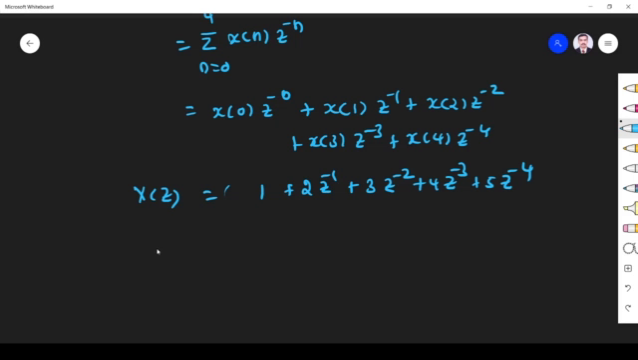Where this z-transform exists and where it doesn't exist is given by the ROC, the region of convergence. If you want to find the region of convergence, find where this z-transform doesn't exist. So here you see it is like 1 plus 2 by z, that is, z inverse is 1 by z, then 3 by z square, 4 by z cube, 5 by z power 4.